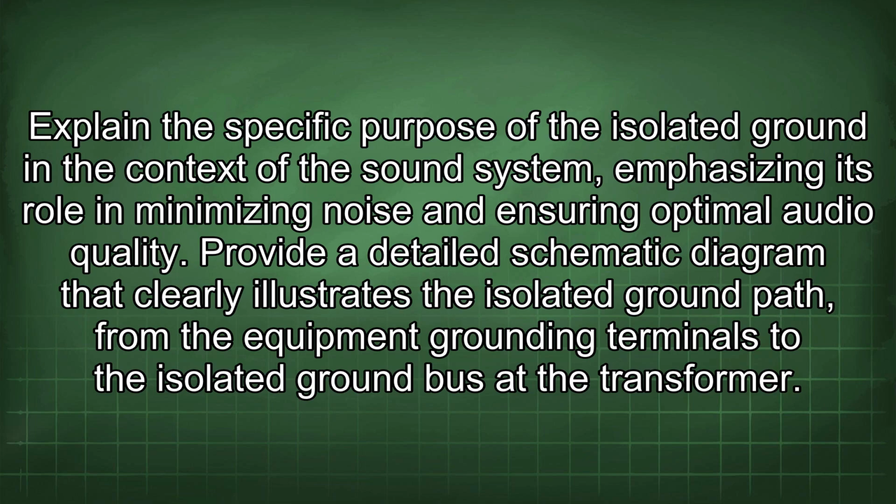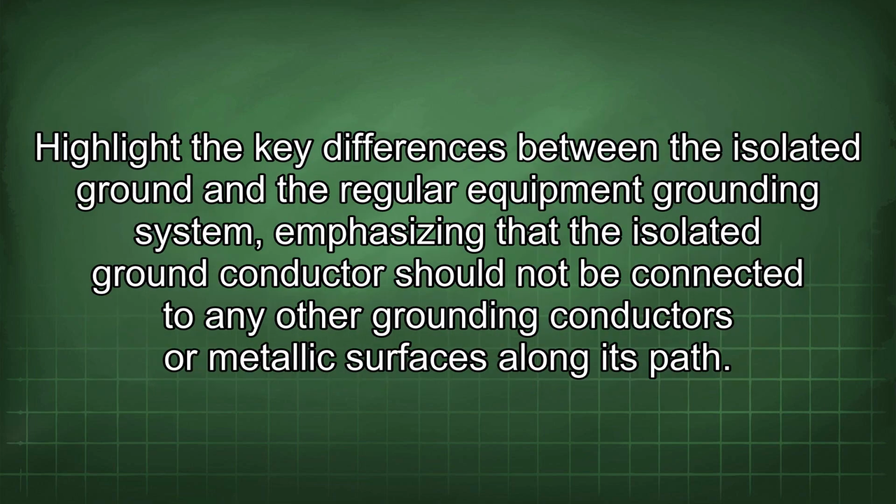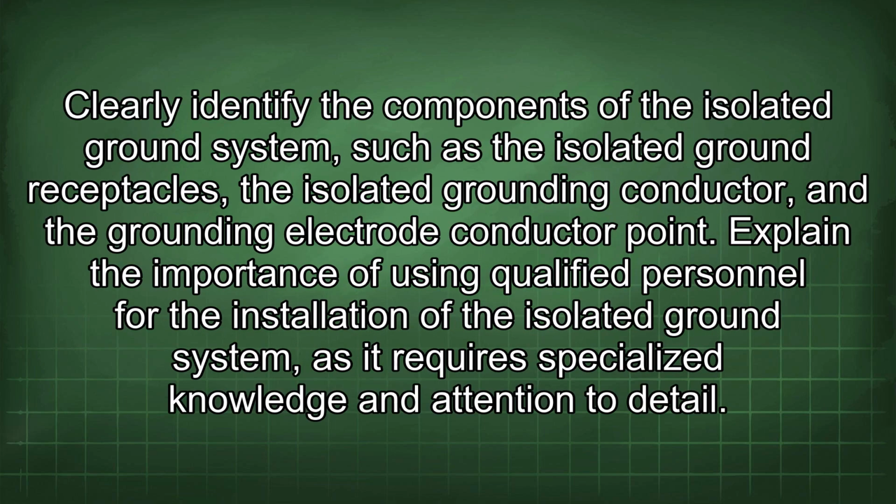Provide a detailed schematic diagram that clearly illustrates the isolated ground path from the equipment grounding terminals to the isolated ground bus at the transformer. Highlight the key differences between the isolated ground and the regular equipment grounding system, emphasizing that the isolated ground conductor should not be connected to any other grounding conductors or metallic surfaces along its path. Clearly identify the components of the isolated ground system, such as the isolated ground receptacles, the isolated grounding conductor, and the grounding electrode conductor point.